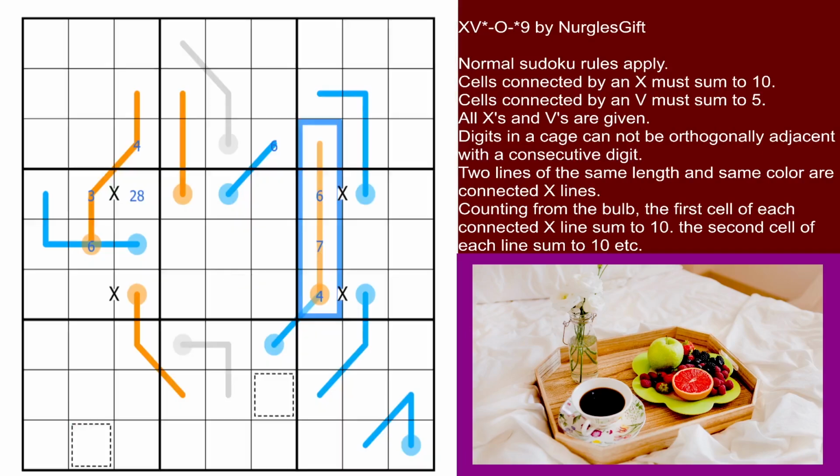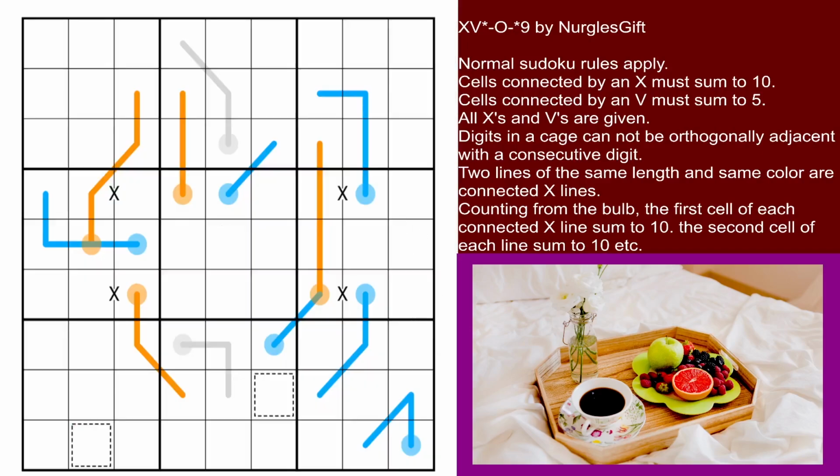Before starting the puzzle, this is a 3-star on Logic Masters, but some people found it much easier than the other NuglesGift puzzles, and it has a 97% rating. So that's the information, and if you are watching this video, that means I was able to solve this, and if I can solve this, then I believe anybody can. So with that, let's start this puzzle.